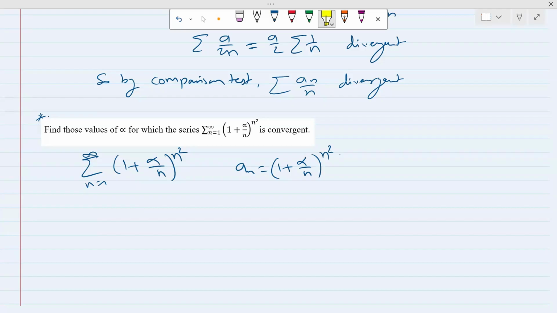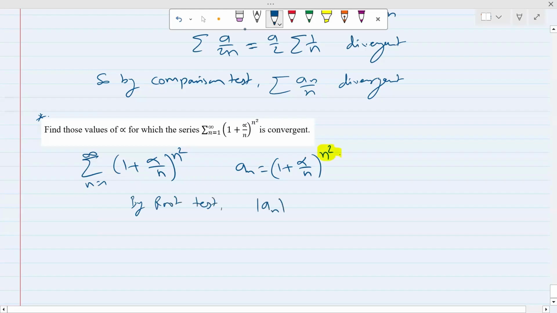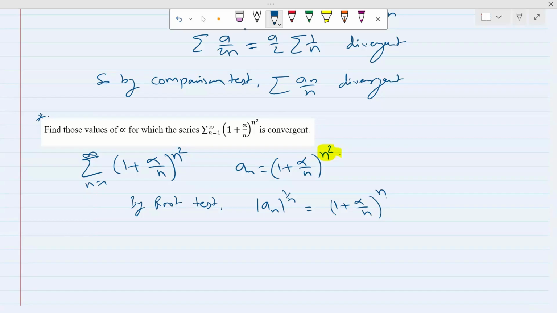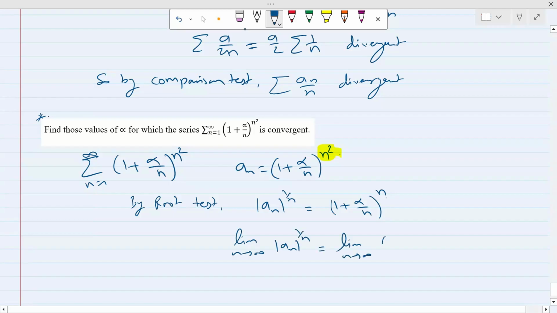So there is a power. Whenever there is a power, it is always tempting to use the root test. So by the root test, what can we say? Mod an raised to 1 by n, that is nothing but (1 plus alpha by n) to the power n. What is the limit of this as n tends to infinity? e to the power alpha. All of you got this limit as e to the power alpha.